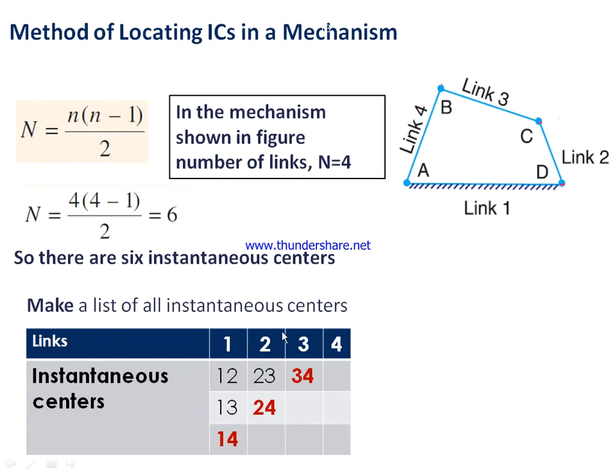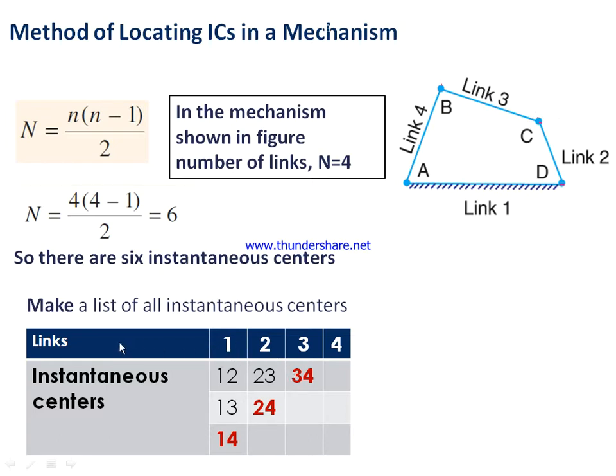Similarly, take link 2 and make combinations with the remaining 2 links, 3 and 4: 2, 3 and 2, 4. Then coming to the third link, make a combination with the remaining link 4. We will get 3, 4. So we have I12, I13, I14, I23, I24 and I34. That is how different instantaneous centers can be listed.